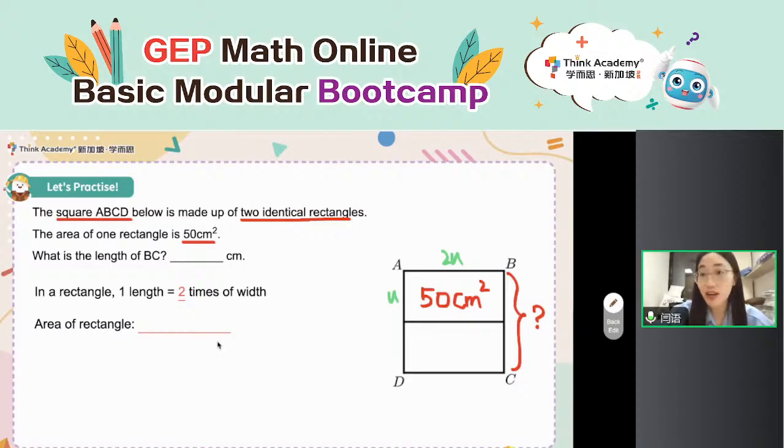So what is the area of a rectangle? That is the length multiplied by the width. So here we got 2 unit times 1 unit, then you will get 50 centimeters square. In this way, we can figure out 1 unit times 1 unit, it should be 25 centimeters square, right? So again, everyone, you can try to split the figure, kind of like this. Okay, so here, left side, 1 unit, right side, 1 unit. Then 1 unit times 1 unit, that is 25.